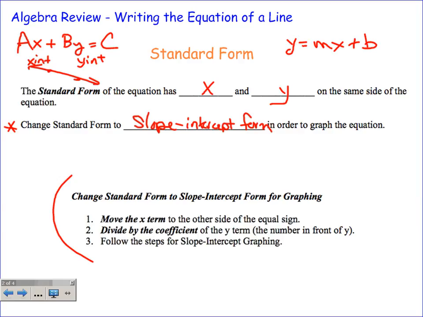The first step just says move the x term to the other side of the equal sign, basically subtracting it from both sides or adding it to both sides. You'll divide the coefficients by the y term, or basically the number in front of it, which is the b. And then we follow the steps for slope-intercept graphing.